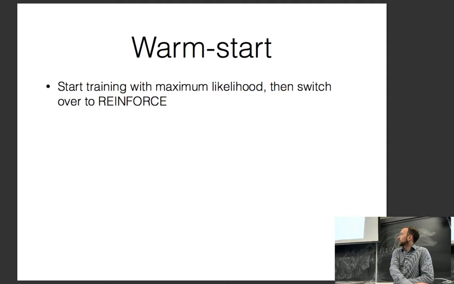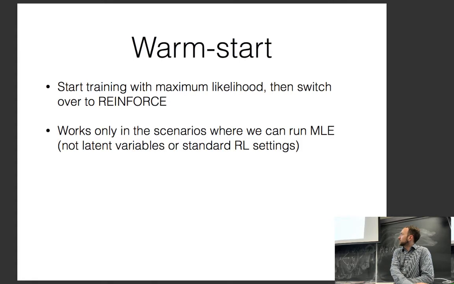Okay. So warm start is another thing that you can do. This is exactly what I talked about last class. You start training with maximum likelihood, and then you can switch over to reinforce. This only works in scenarios where you can run maximum likelihood, so you can't do it when you have latent variables that you have no chance of observing. That being said, there are a lot of scenarios where, let's say you have annotated parse trees for a small amount of your data, but then you want to do semi-supervised learning on a large amount of the other data. Then you can do supervised training on the small annotated data, and then semi-supervised training on the data where you don't have those annotations.